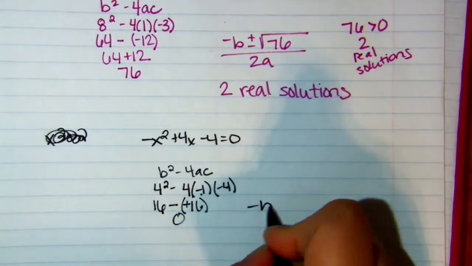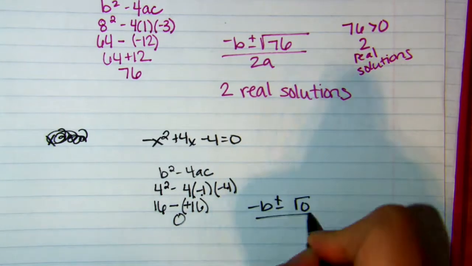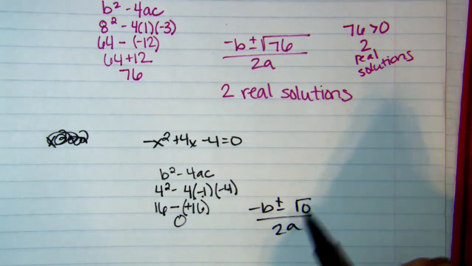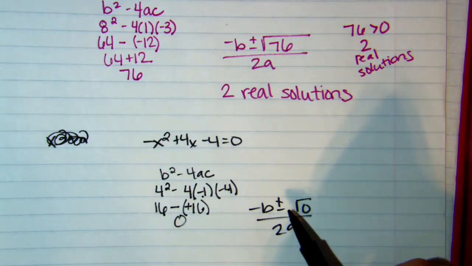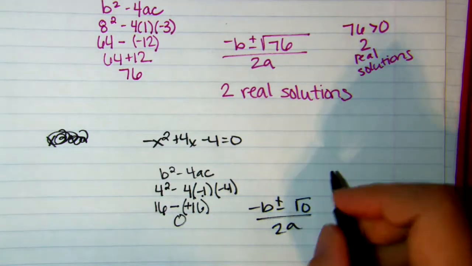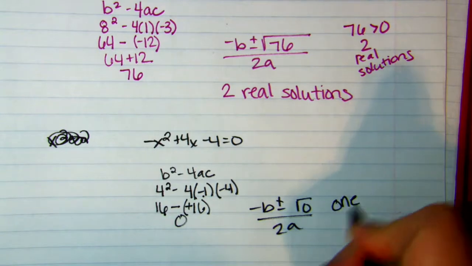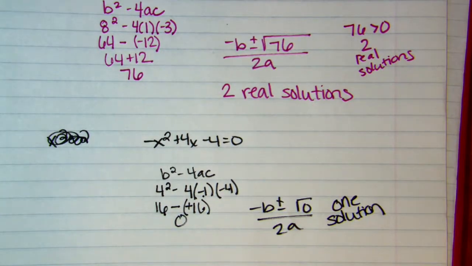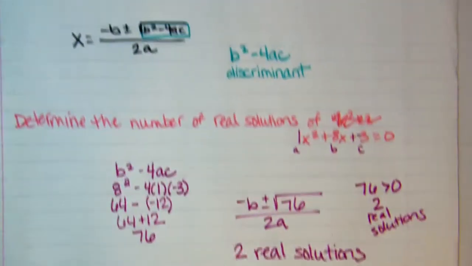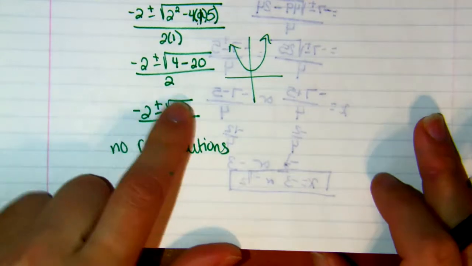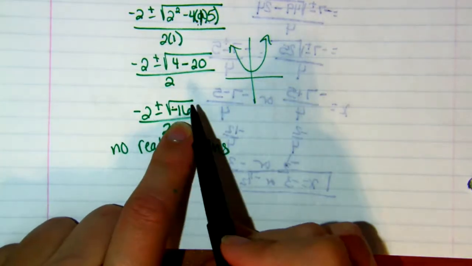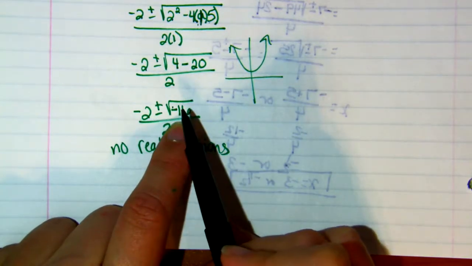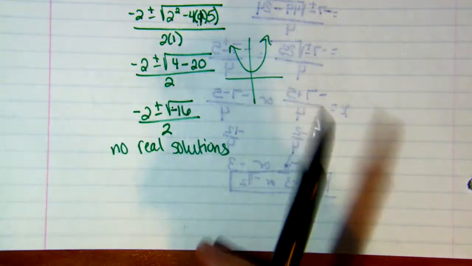So that means we're taking the square root of 0, so we don't have anything to add or subtract there. So we have one solution in this situation. And then just like the problem we did earlier, where we ended up with a negative for the discriminant, we had no real solutions.